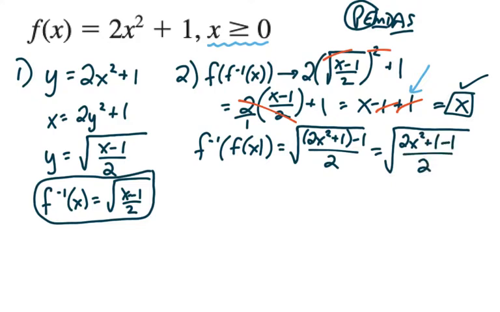Okay, so look at our order. We're going to eventually do the 1's first, then we're going to do the 2's second, and then we're going to do the squaring, square rooting last. Ready? Can you see it? The 1's go first, get out, and I'm left with the square root of 2x squared over 2.